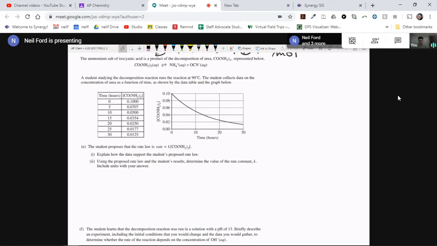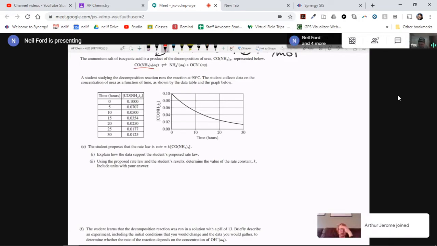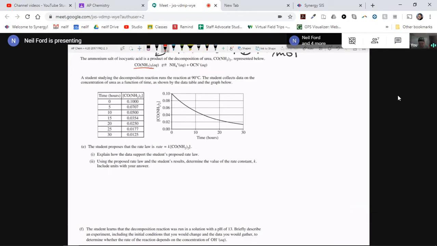Okay, here's the question, and it shifts into reaction rates in kinetics. It says the ammonium salt of isocyanic acid is a product of the decomposition of urea, represented below. So here's urea. A student is studying the decomposition reaction, and they run a reaction at 90 degrees Celsius. They collect the data below on the concentration of urea as a function of time, as shown in the data table and the graph below.